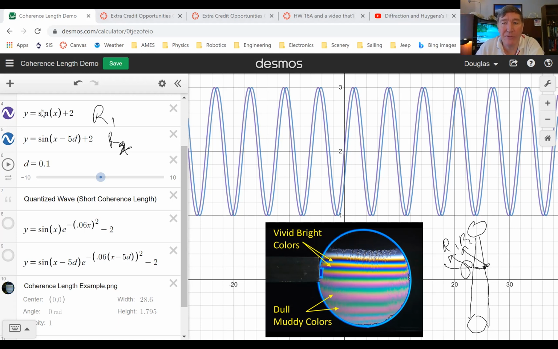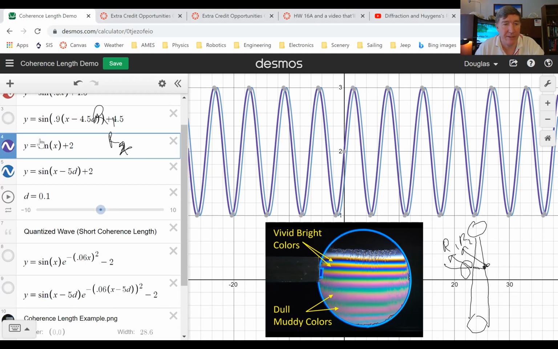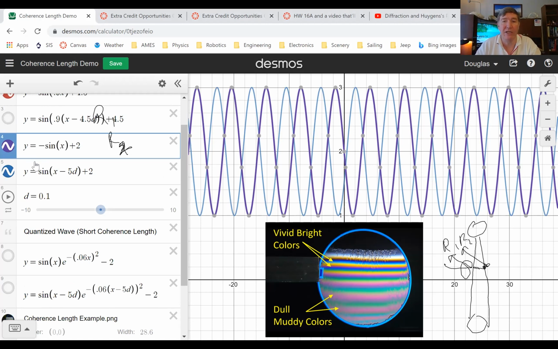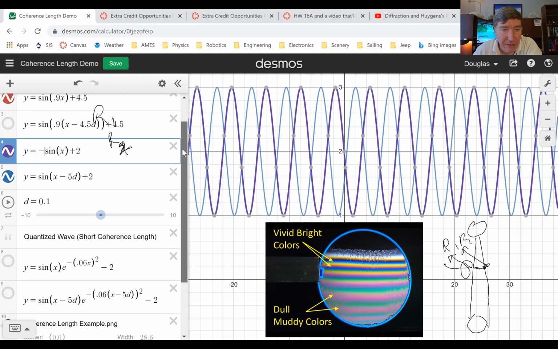All right, now, hopefully you guys remember that R1 got inverted. So if I want to capture that in my graph here, what I'm going to have to do is put a minus sign in front of there. So there's my minus sign. Okay, good. All right, and R2 did not get inverted.